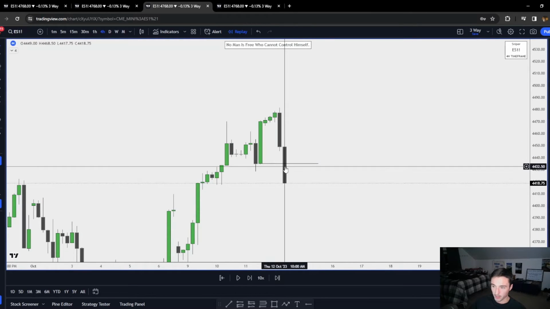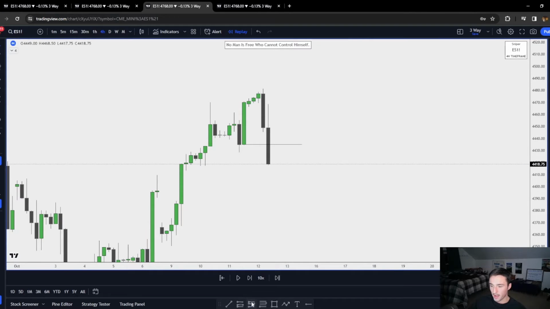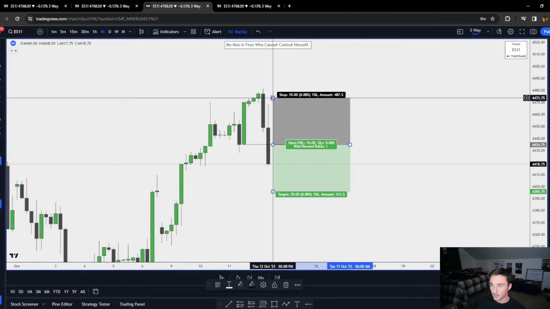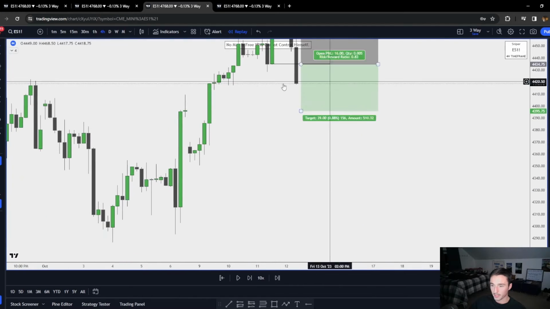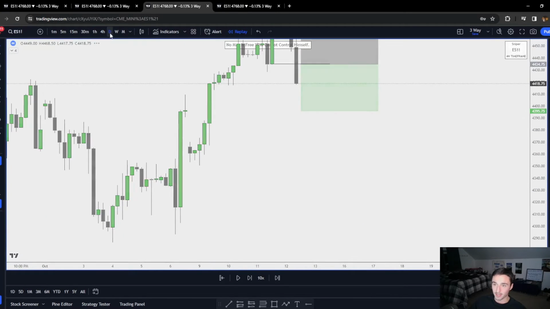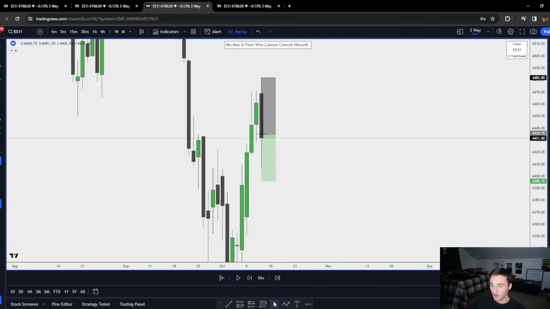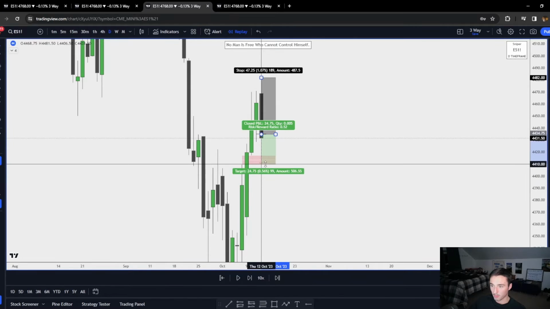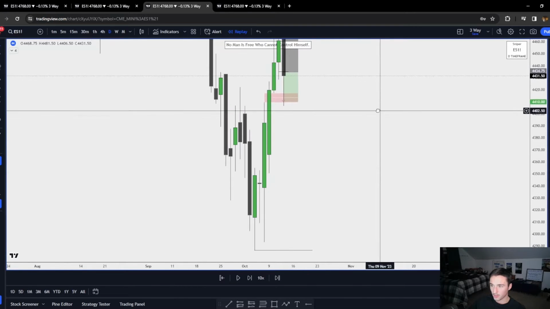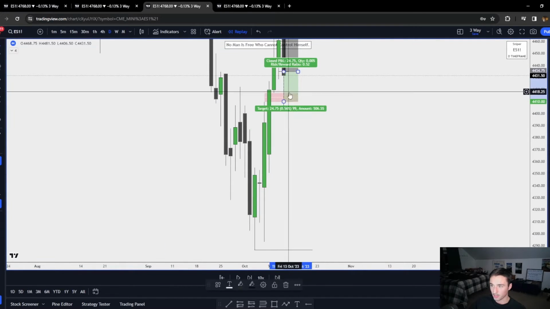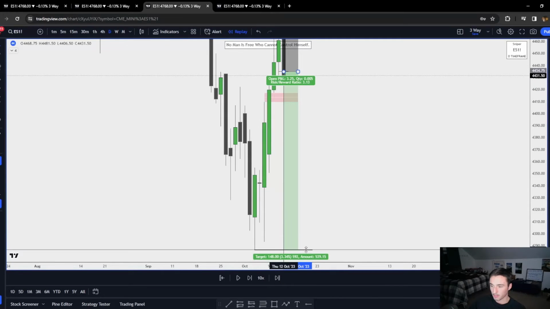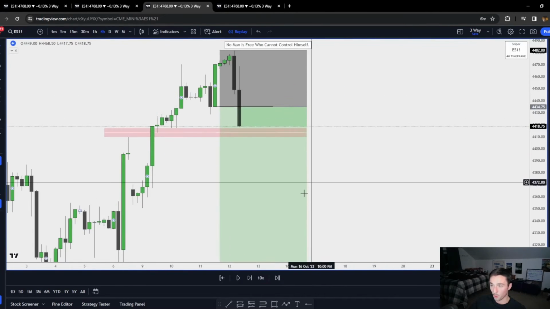Boom. Do we get a closure? We got our closure. So now we take our entry from here, stop up here. What are we targeting? Well, since we are trading into a daily PD array, we can target the entire way down here, or we can just target this daily imbalance right here, which is probably more probable. Ooh, that's a 0.5. So actually, let's extend this. I have no idea if we get the whole way down there or not.